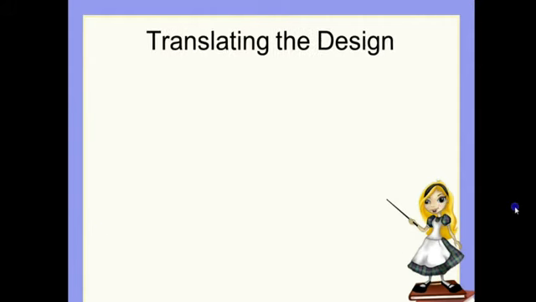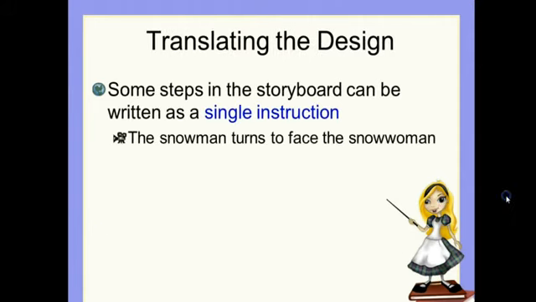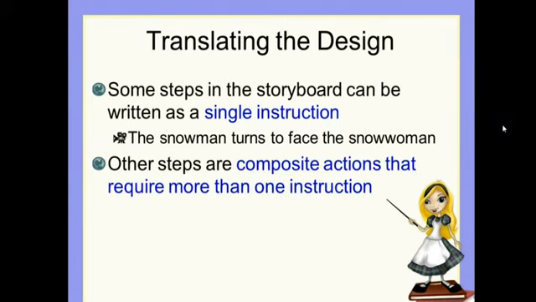So how do we translate it? Sometimes you can do it with just a single step. So snowman turns to face the snow woman. If you look at Alice, and you were to click on snowman, you would see that this is an available method. And this is what's known as the argument. This is what the snowman is turning to face to. That doesn't make sense, but you get the idea.